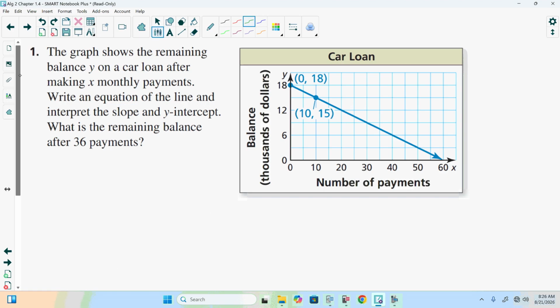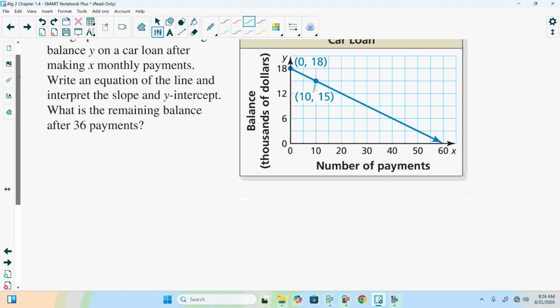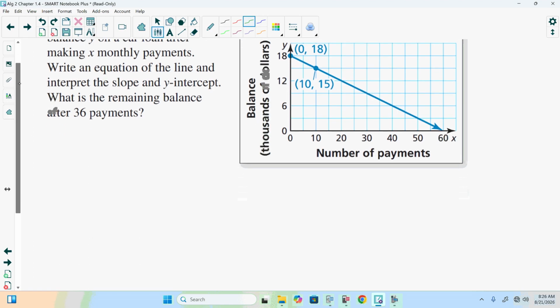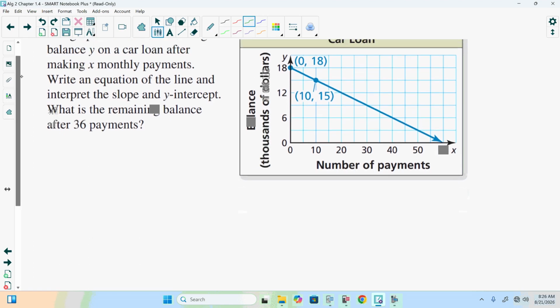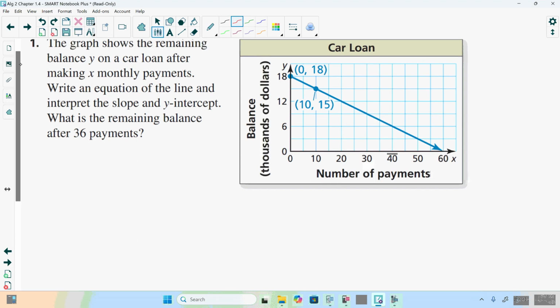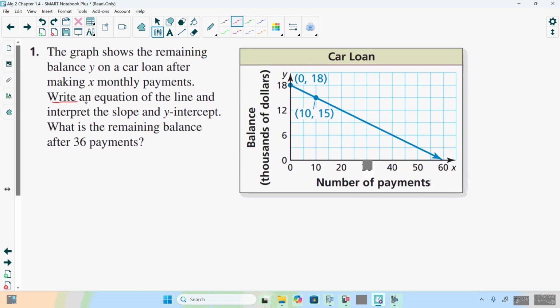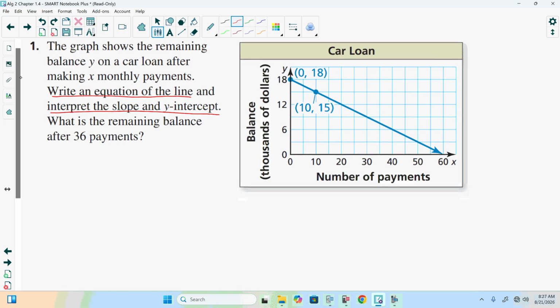So the graph shows the remaining balance, Y, on a car loan after making X monthly payments. Write an equation of the line, interpret the slope and Y-intercept. So we're actually going to have to describe what both mean. And what is the remaining balance after 36 payments? So we need a few things. Write an equation, interpret the slope and y-intercept, and then figure out what the remaining balance is, yes?